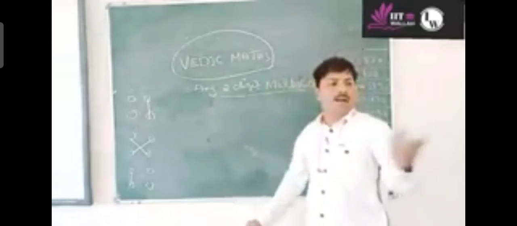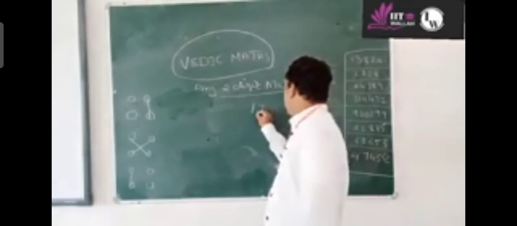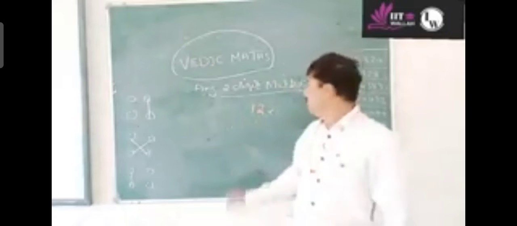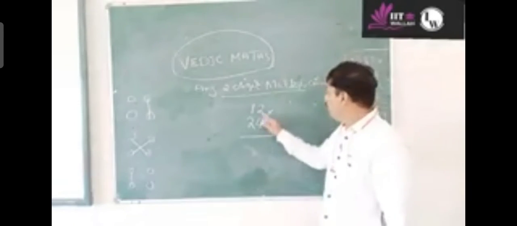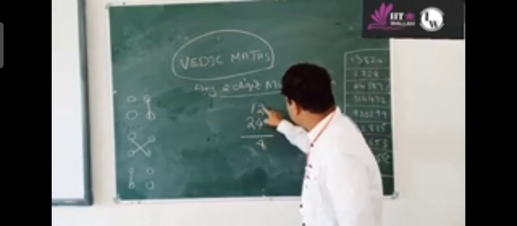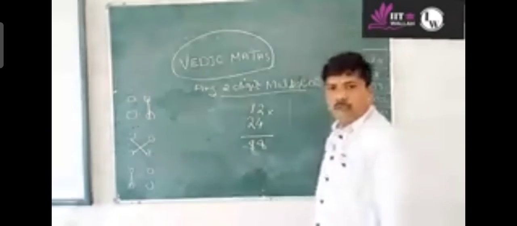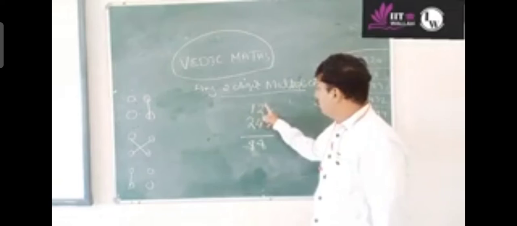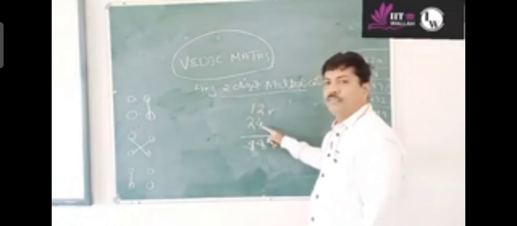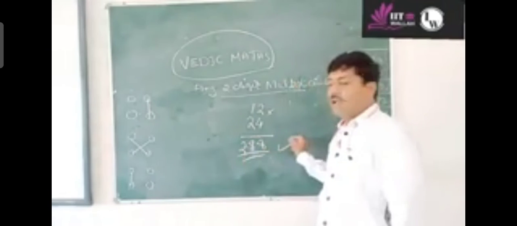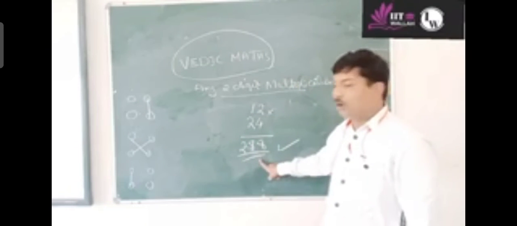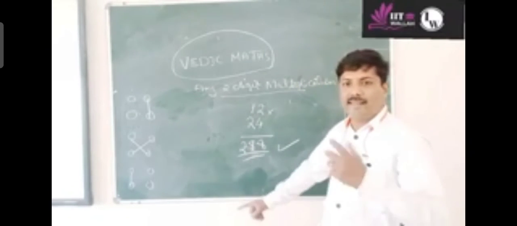Now give me one number, 12. And give me another number, 24. Okay. See how fast we can do. 4 twos are 8. Now 4 plus 4, 8. You understood? 4 into 1, 4. 2 into 2, 4. So 4 plus 4 is 8. 2 ones are 2. See, directly the answer we are getting. Only one step. Mentally we can do.